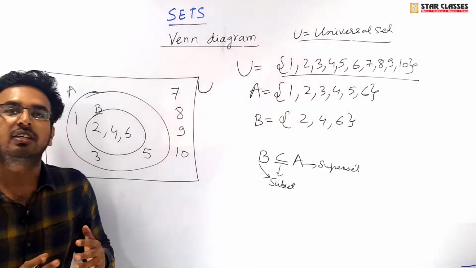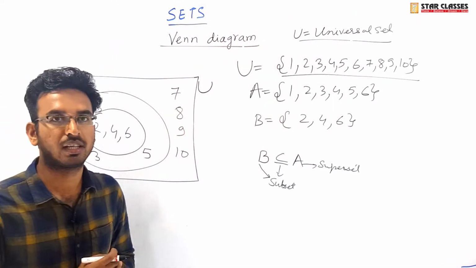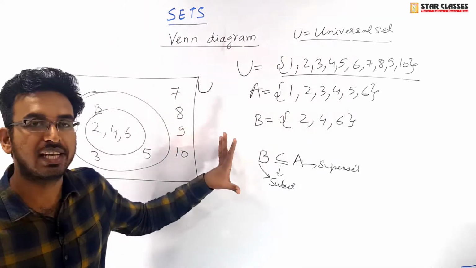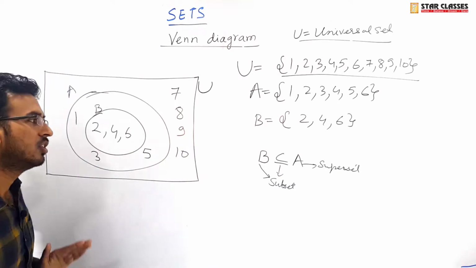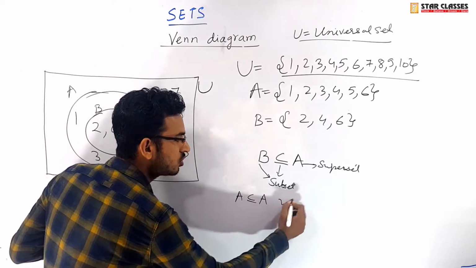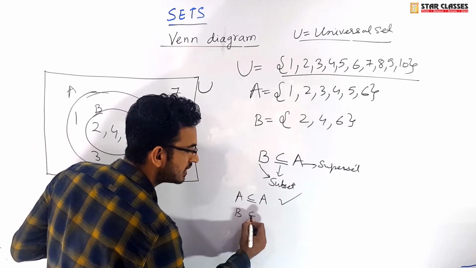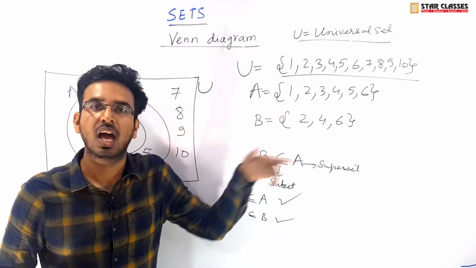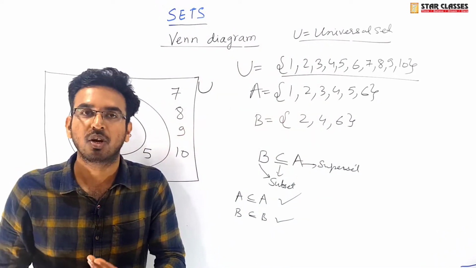Okay. There are certain other things that need to be taken into consideration. One of these is every set is a subset of itself. So if I say set A is subset of set A, it is true. Or if I say set B is subset of set B, it is true. Because all the elements of set B are taken out from set B only.